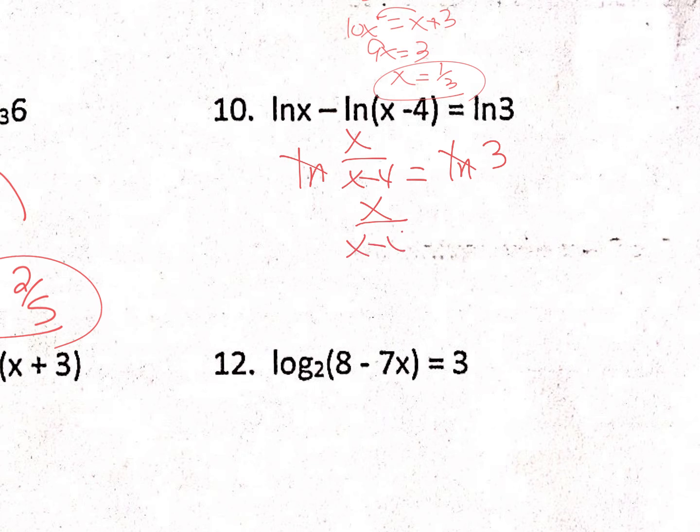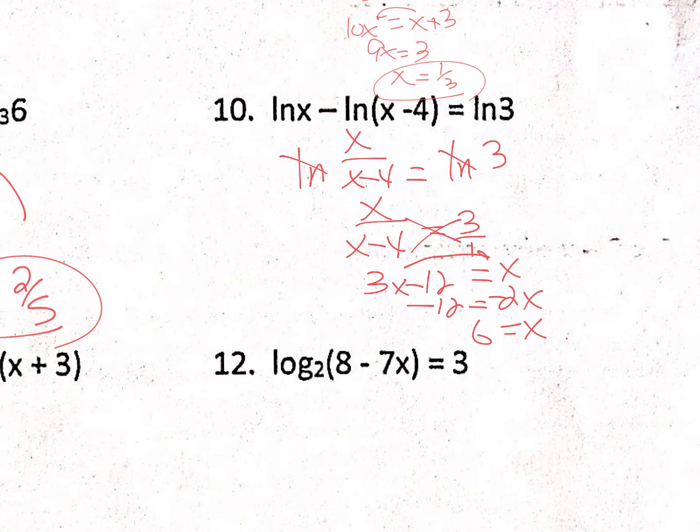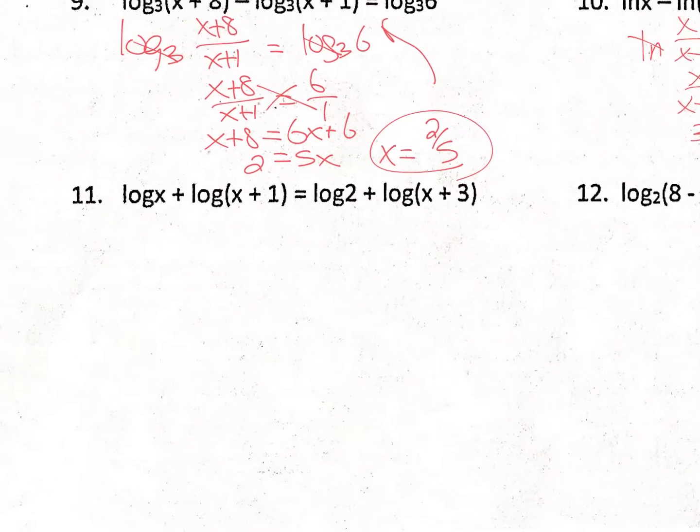Gives you x over x minus 4 equals 3 over 1, or just 3. Cross multiply, I'm going 3x minus 12. Multiply that way, you get 1x. I'll move the 3x over here, make it a little quicker. Negative 2x divided by negative 2, you get 6. Double check the 6, make sure it keeps it all positive. It does, it's great. Let's go to 11.